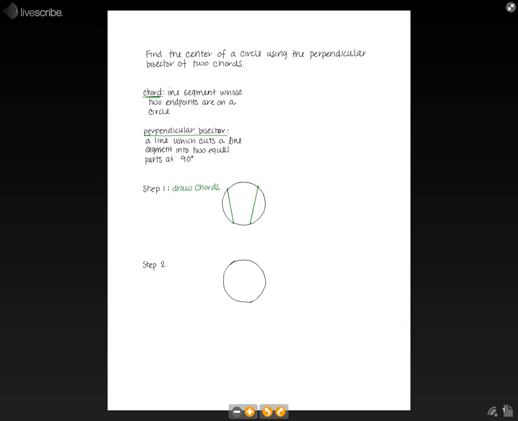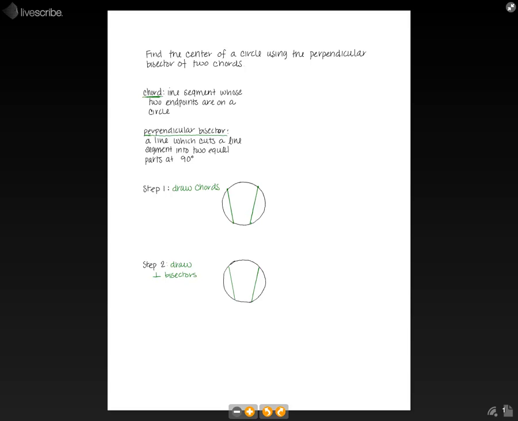Step 2 is going to be draw the perpendicular bisectors. So we need to get our chords back on this circle again. So let's put our chords back here and here. To do this problem you're going to need a ruler and a protractor.